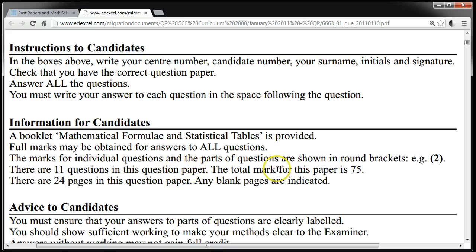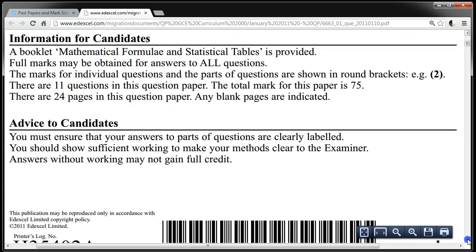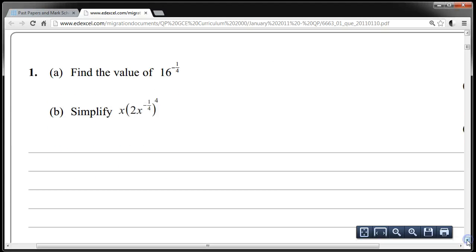11 questions in this paper, 75 marks in total, 24 pages. Answers to parts of questions are clearly labelled, so we need to put part A, part B, part 1, part 2. Sufficient working to make it clear to the examiner the methods you've used, and answers without working may not gain full credit. Okay, so there's the instructions then.